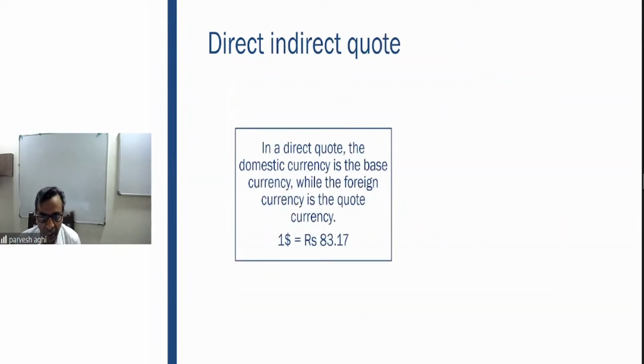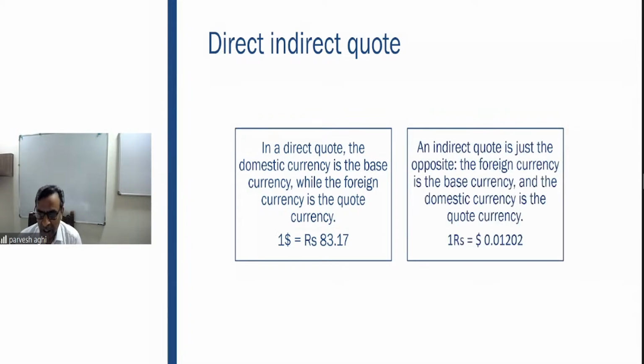So now direct and indirect quote, a little bit more. In a direct quote, the domestic currency is the base currency while the foreign currency is the quote currency. So the $1 is the quote currency, and the rupee is the base currency. And it's the other way around in case of an indirect quote.